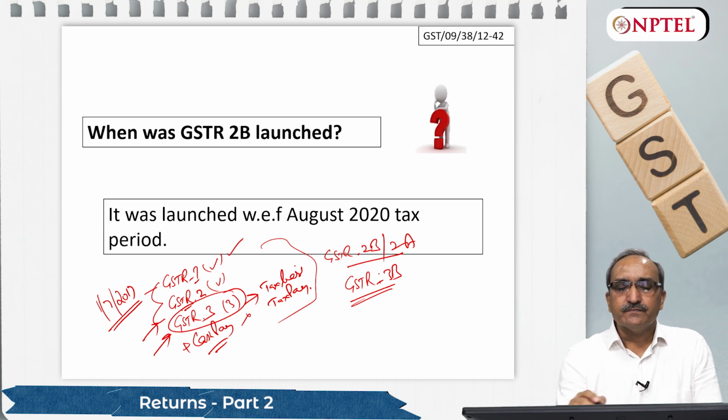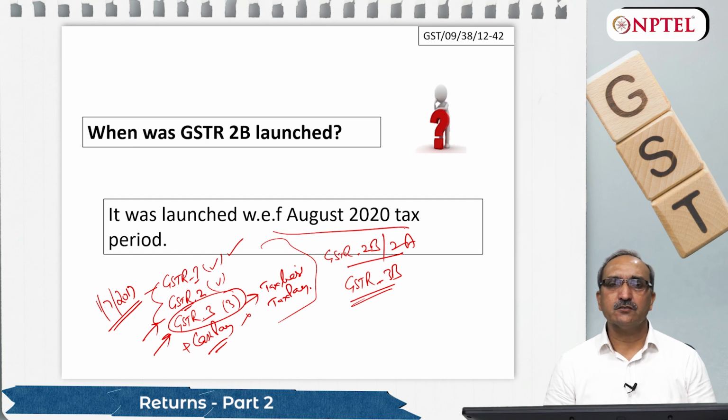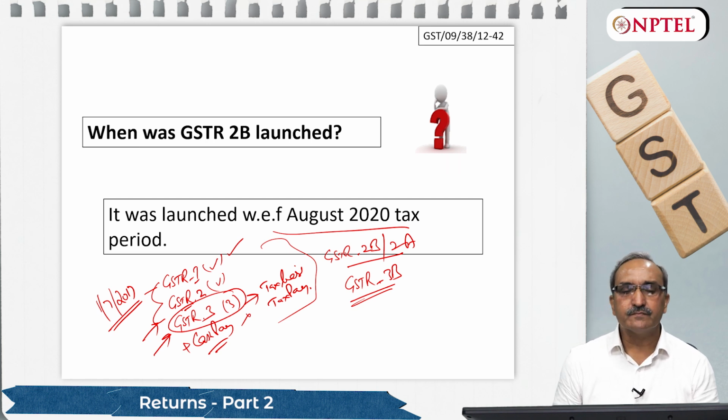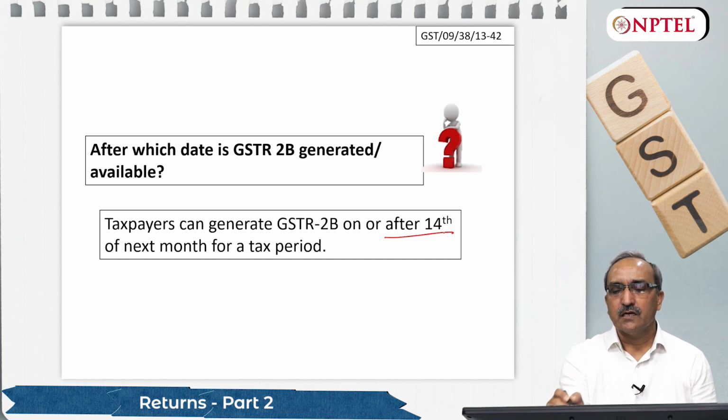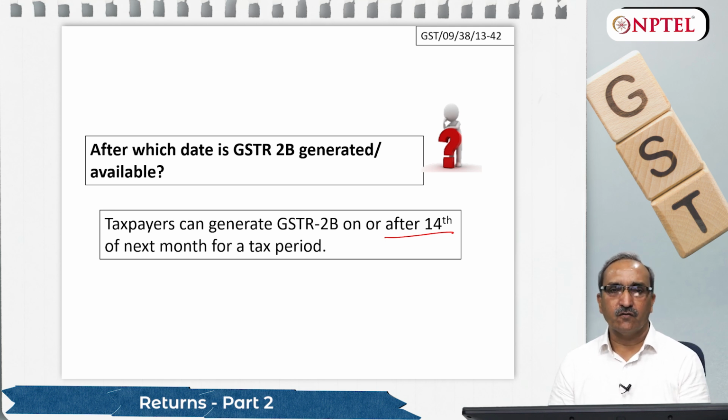So 2B was launched in August 2020. Before that, there was no such statement of 2B. As I told you, when GSTR 1 is filed, after that GSTR 2B is generated. So 2B is available for any buyer of goods or services after or as on 14th of next month.